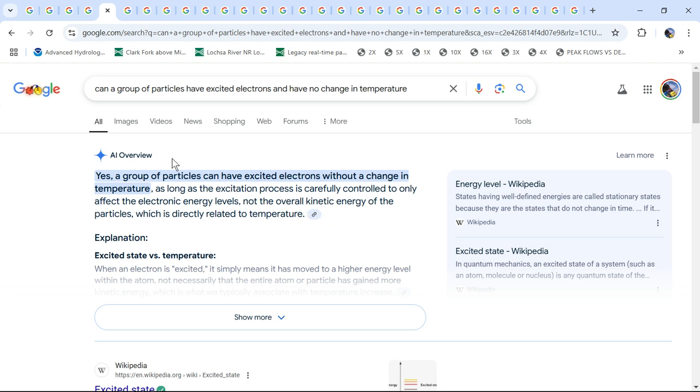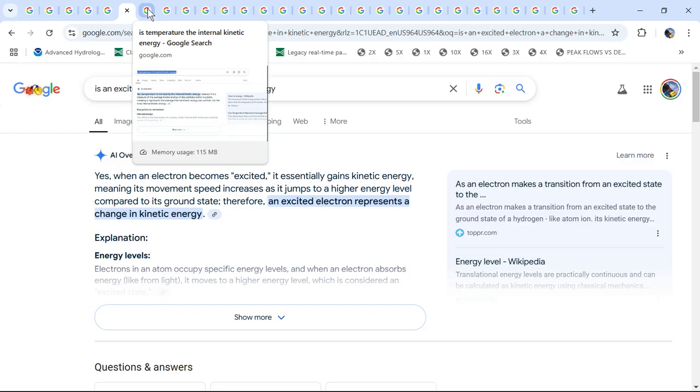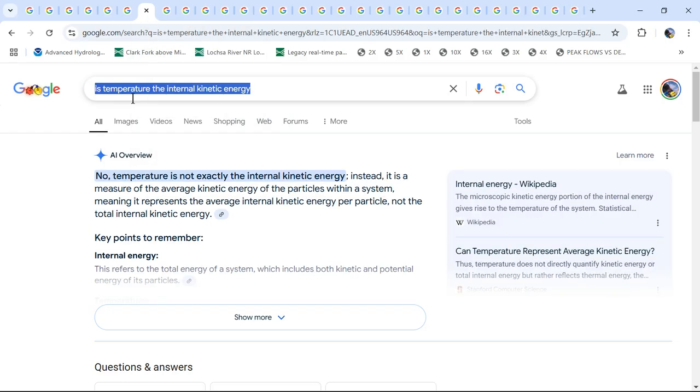So this doesn't really answer my question. I think the answer to this one is no. If you have excited electrons, in my view of Newtonian mechanics, you're going to get mass that's now moving. And then this next question should answer it. Is an excited electron a change in kinetic energy? And yes, when an electron goes from one orbital to a higher orbital, because it has more energy, it's going to become excited. And that is an increase in kinetic energy.